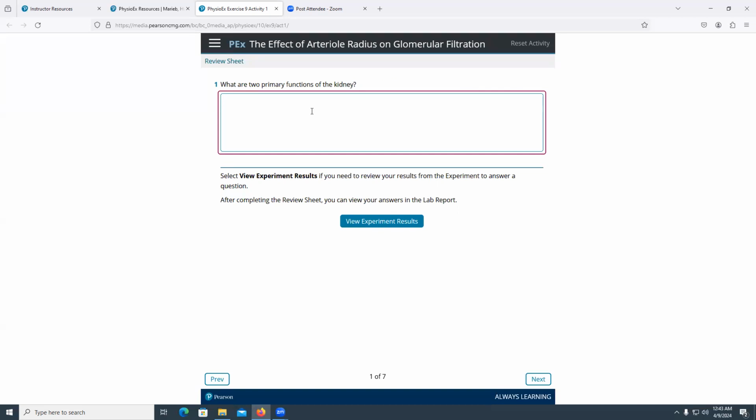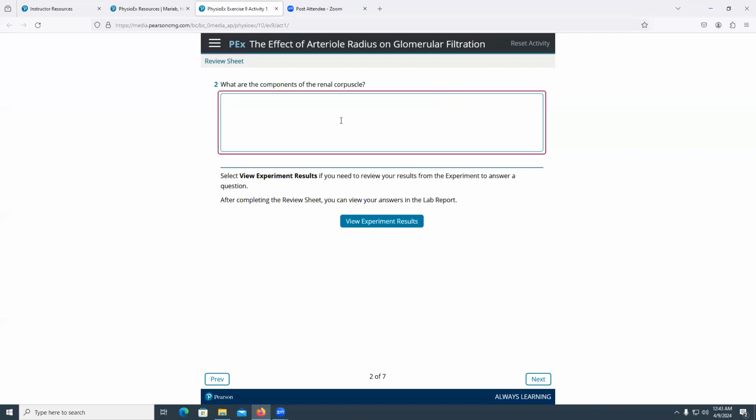Primary functions of the kidney: acid-base balance, electrolyte balance, fluid balance, osmolarity regulation, metabolic waste and toxins removal, regulation of arteriolar blood pressure.